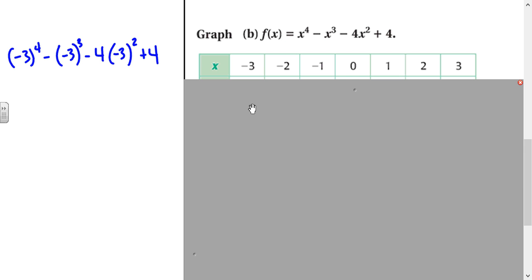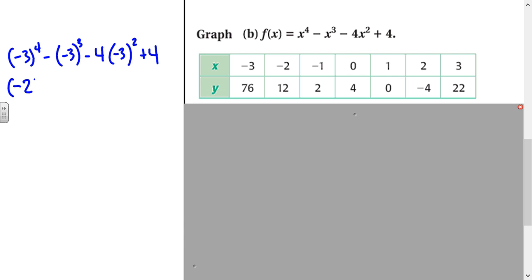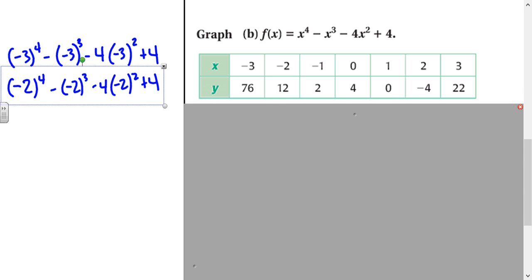And when I check that answer, it's going to come out to be 76. And if I plug in -2 the same way, -2 to the fourth minus -2 cubed minus 4 times -2 squared plus 4, I should end up with 12. And you can continue this process, and please stop and try and check this in your calculator, because what I've noticed is that a lot of people make mistakes because they think they're doing it right and they put it in their calculator and really you're putting it in wrong. So please at least try a few of these and check and make sure that you're getting the correct answer.